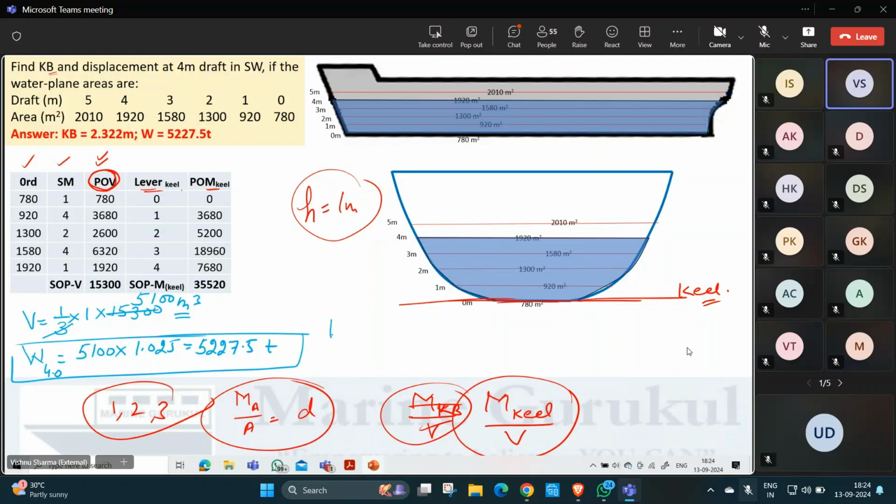KB at 4 meters will be moment of the volume about keel divided by volume. Moment will be rule 1 by 3, common interval 1, SOP moment is 35520, divided by volume, 1 by 3 into 1 into 15300, and this will give you an answer of.